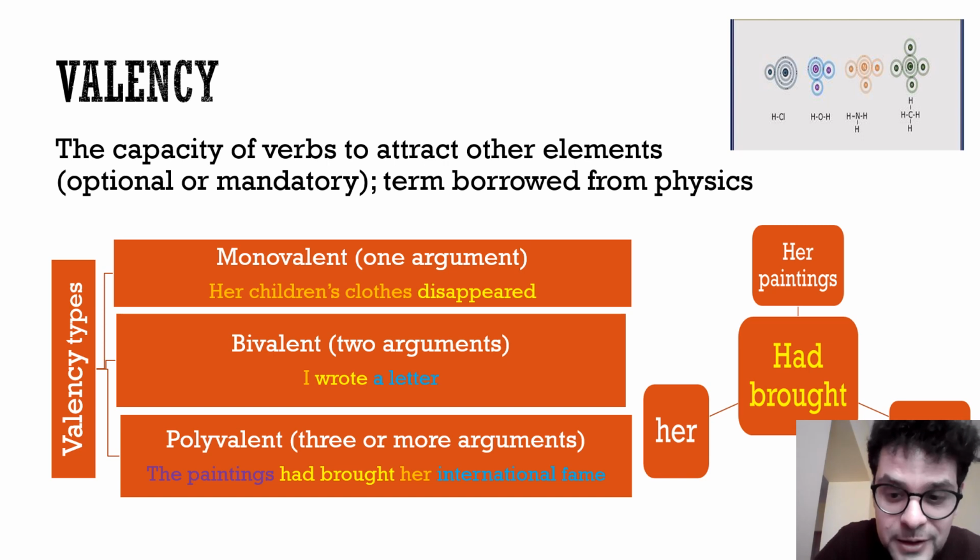Okay, so this diagram shows you that really her paintings and international fame, they depend on the central verb had brought. So by means of this argument the verb is the center of the sentence, not the subject. Okay.